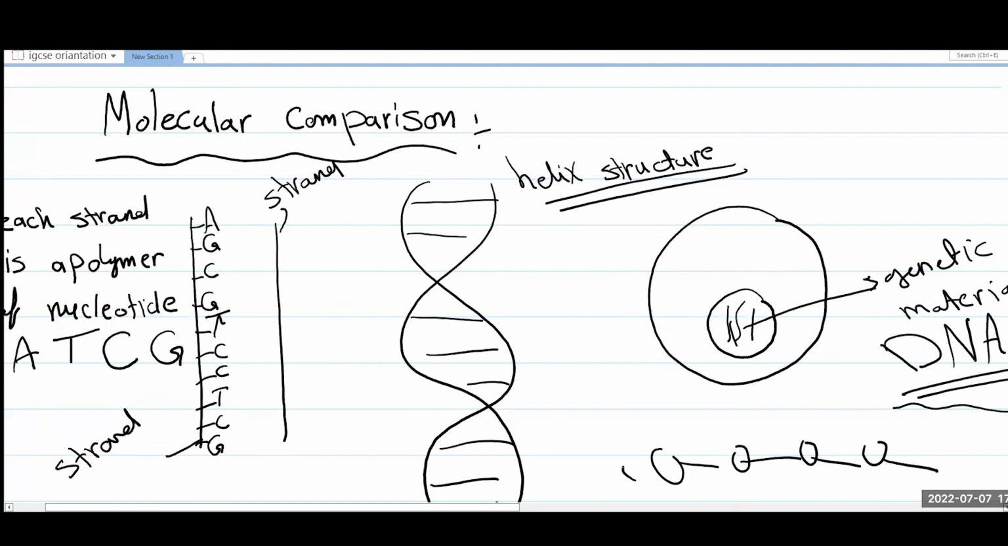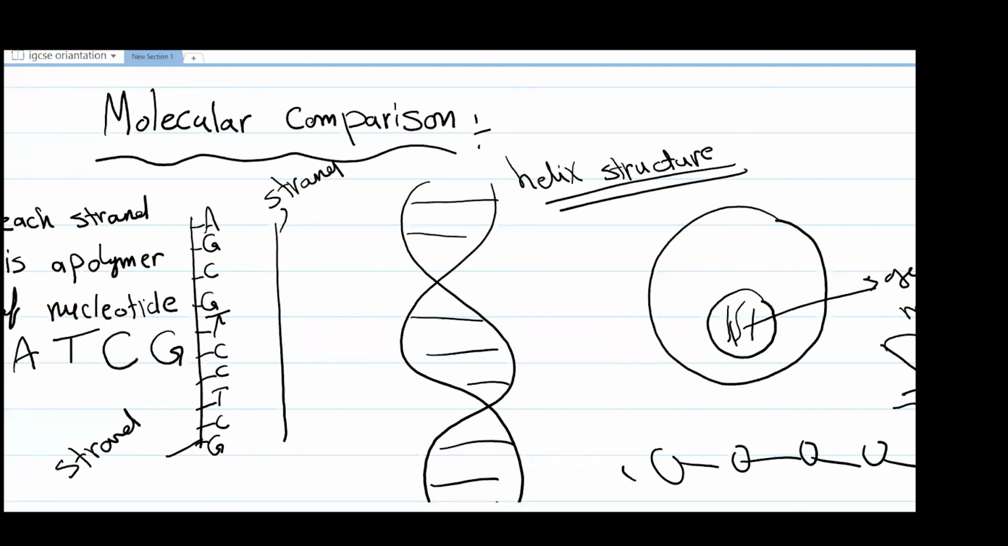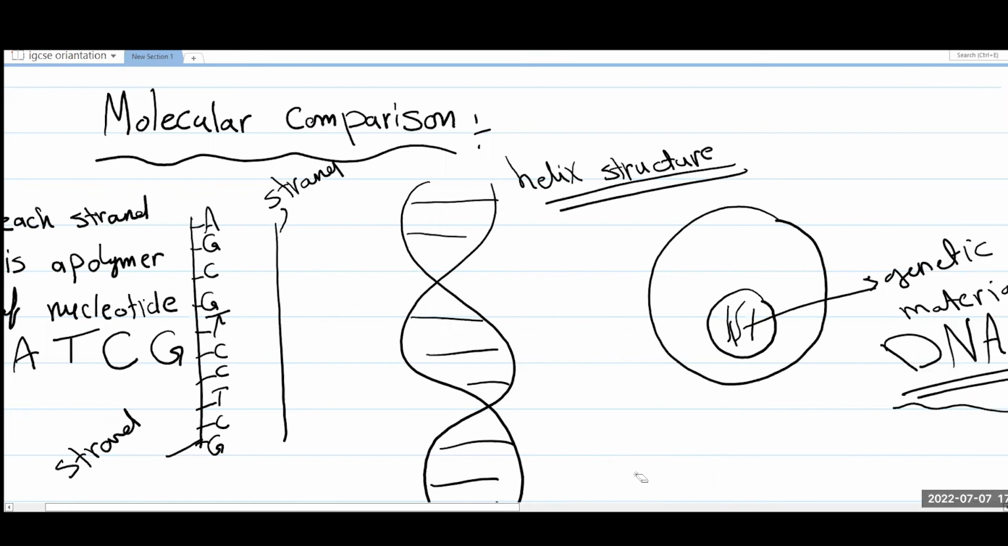That's why it's called a polymer. The word polymer is used to explain things which are made from smaller subunits. That's why DNA is a polymer. We will use that word about the DNA: DNA is a polymer. So each strand is a polymer of nucleotides, right? Another strand is a polymer of the same 4 nucleotides.